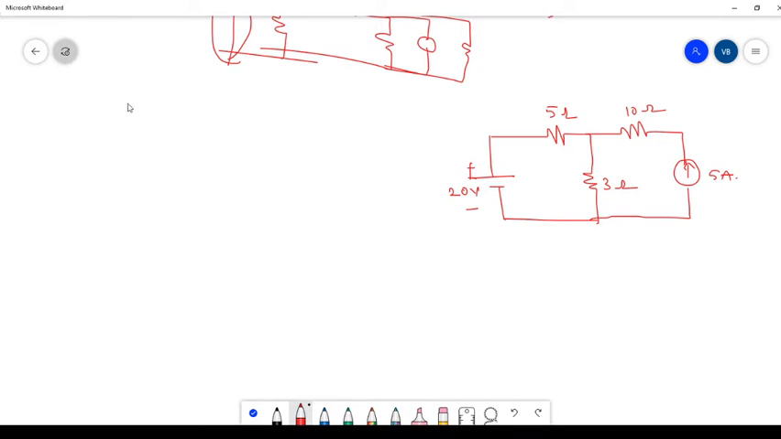Okay, so calculate the current across the 3 ohms resistor. So this is the problem. We can approach in two ways. First, whatever we know that we should do, we do it first, and then after that we are going to apply the superposition principle. So by seeing it itself, what can we apply here?